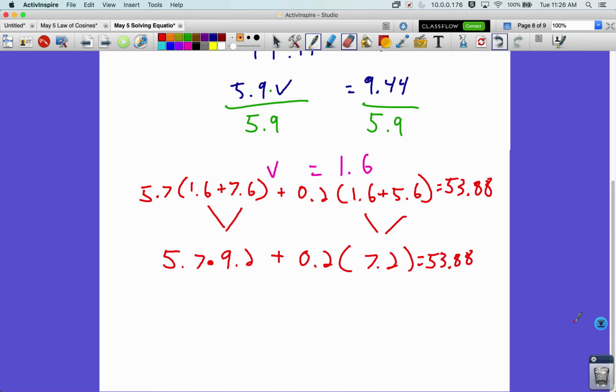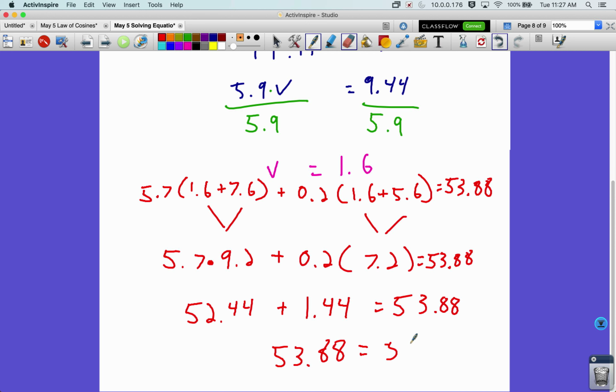All right, now let's do the multiplication. 5.7 times 9.2 is 52.44 plus 0.2 times 7.2 is 1.44 equals 53.88. Add this together, we get 53.88 equals 53.88. So we found the value for v that makes this equation true. So that's our answer, and this is our double check.